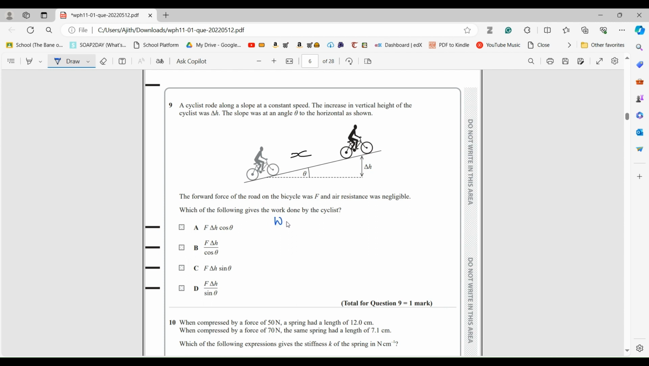So we have the formula for work done as force multiplied by the distance traveled in the direction of force. We have a force in this direction. They are saying forward force. So we need to consider the distance in the direction of force, which is this. So x represents the distance in the direction of force. We don't know x, we only know delta h, but we also have the angle. So using trigonometry, we have sine theta is delta h over hypotenuse, which I consider as x, the distance traveled along the slope. So your x will be delta h over sine theta. So your work done will be force multiplied by delta h over sine theta, which gives us the option D.